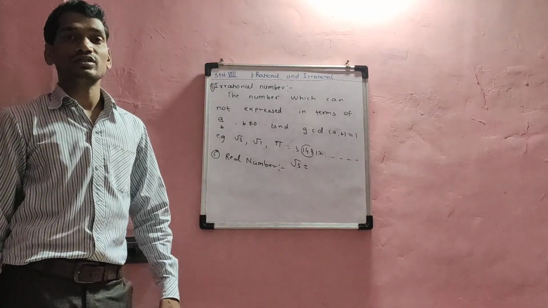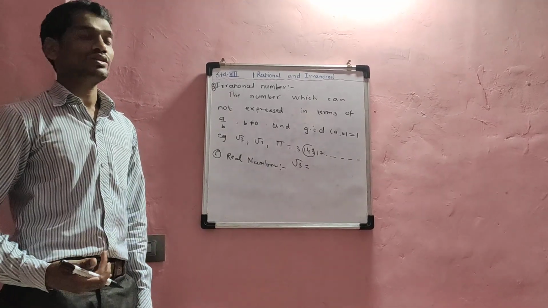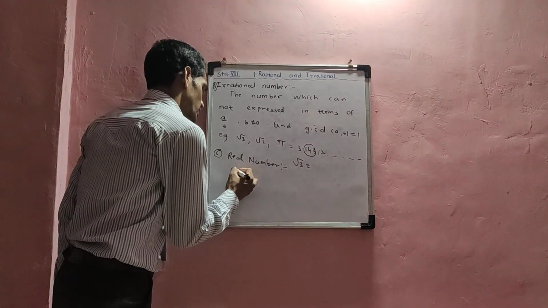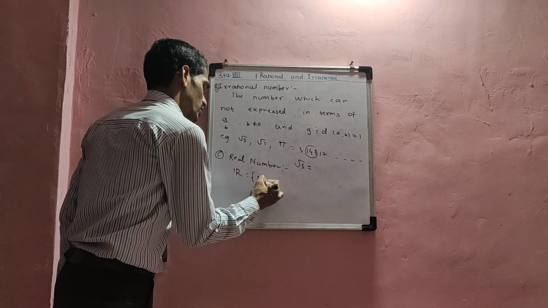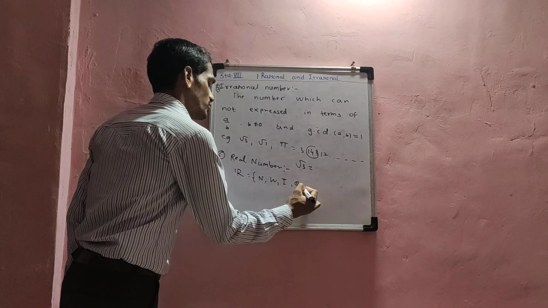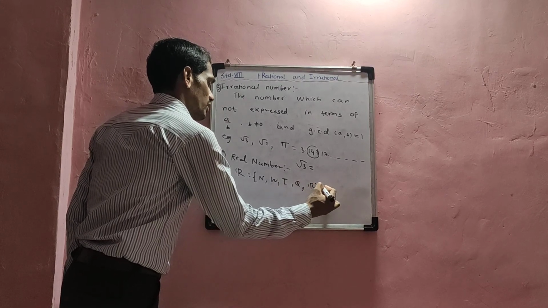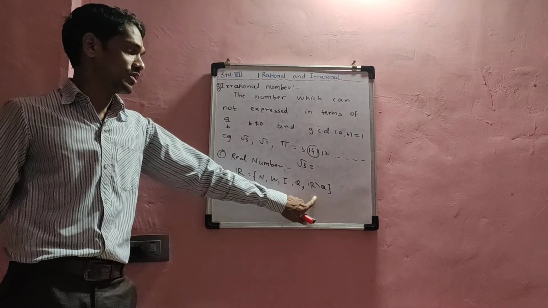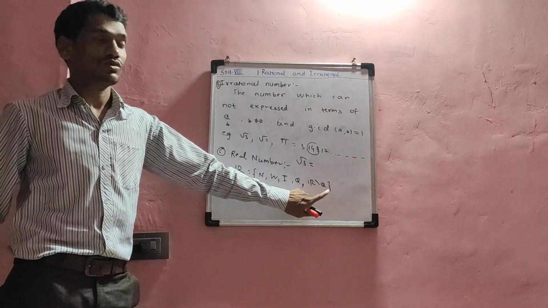So students, the last number is a real number. So what is a real number? Real numbers include natural numbers, whole numbers, integers, rational, and what, students? Irrational, represented by R minus Q. Okay.